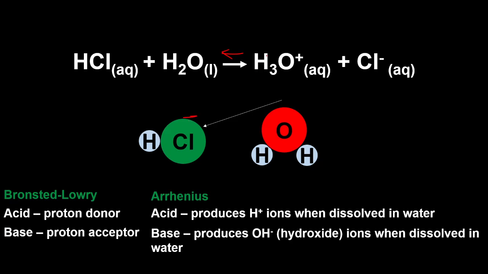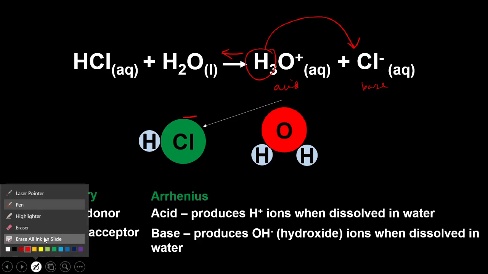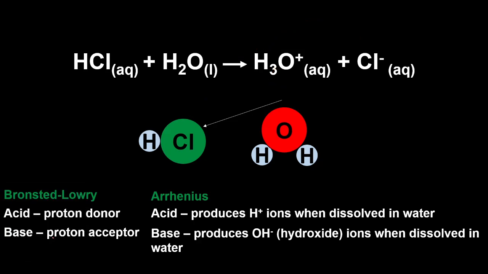So in this case, again, this H+ from H3O+ can donate its H+ or proton to Cl-, forming, of course, HCl. So if we go on to the reverse reaction, this becomes an acid, and this becomes a base. So here we have the concept of conjugate acids and conjugate bases.